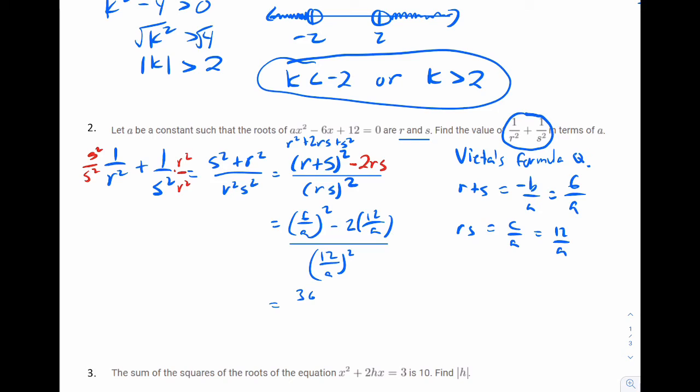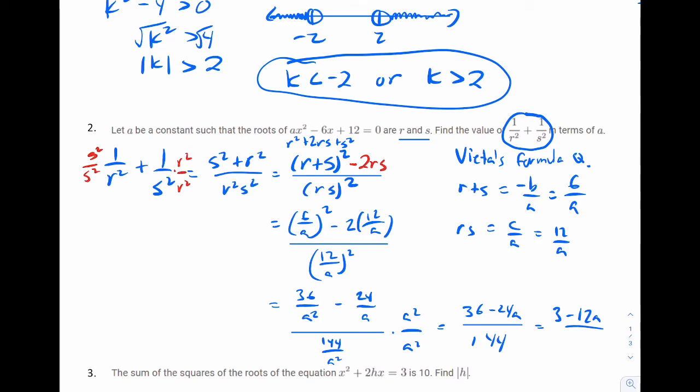Let's reduce that. 36 over a squared minus 24 over a, all divided by 144 over a squared, multiplied by a squared over a squared, and now we get 36 minus 24a, all divided by 144. We can simplify that a little bit further to get 3 minus 2a over 12. That's when you divide everything by a factor of 12.